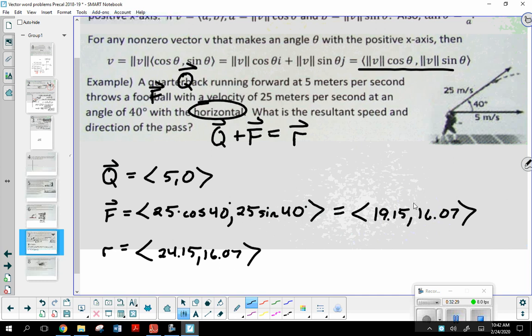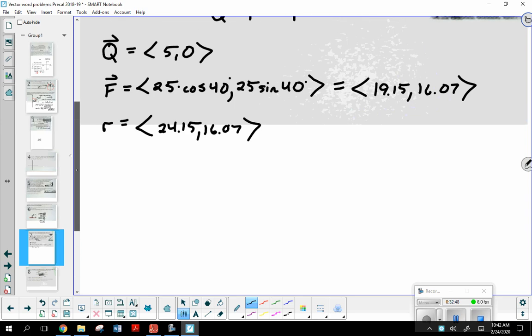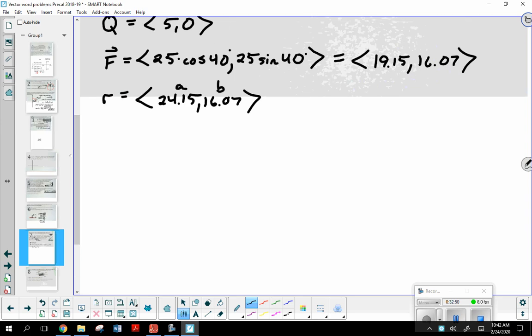But let's see here. How is this vector going to help me answer the question? How would I use that to find the resultant speed? There you go. Remember, here, magnitude is the speed of these vectors. So if I want to know what the resultant speed is, I'm going to find the magnitude of this vector. So here's my A, here's my B. So how do I find the magnitude of component form? Emma, can you tell me what formula I'd use here?